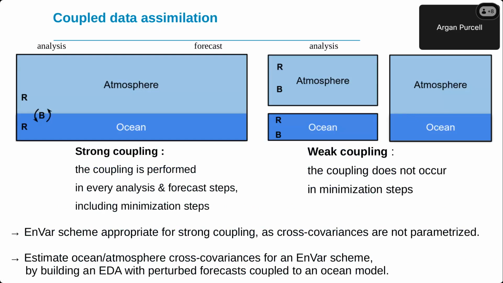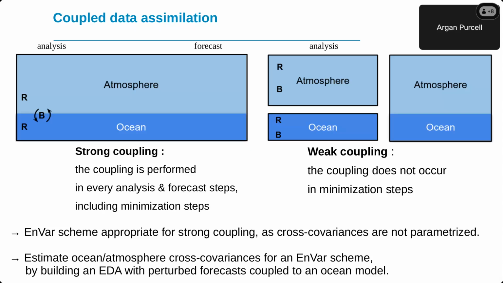The strongly coupled part means that we want the coupling to be performed in every step, including the minimization step, in opposition to a weak coupling, where the coupling does not occur, at least in the minimization steps. The reason why we are willing to do this is because currently AROME is running with an N-VAR scheme, in which the background covariances are estimated and not parameterized. So the cross covariances that are required for a strongly coupled data assimilation would be easier to estimate and not to parameterize.